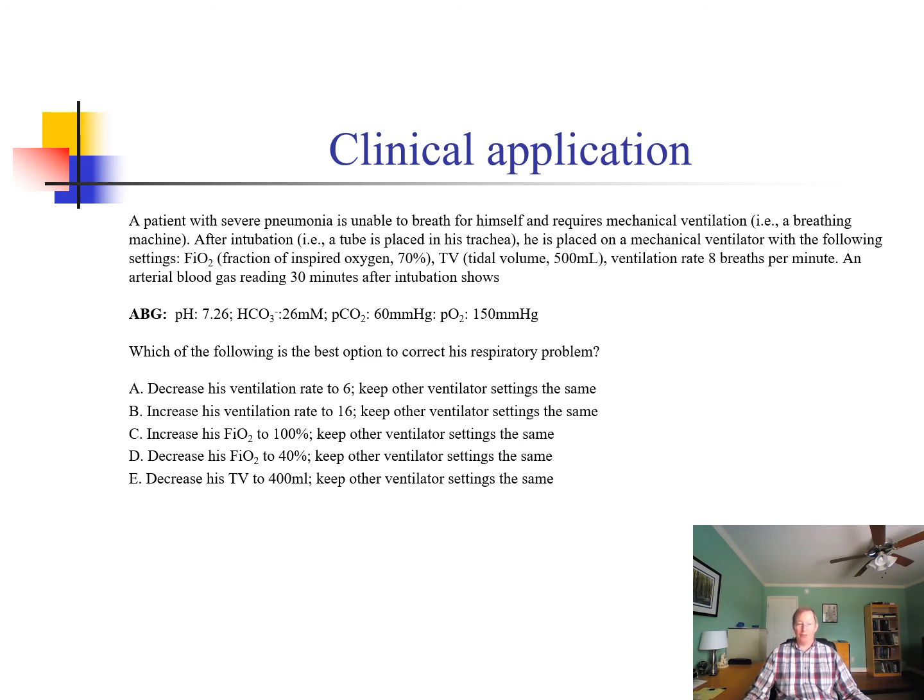So in this case, this acute respiratory acidosis, as illustrated from this arterial blood gas, can be corrected by increasing the ventilatory rate. The PO2 is fine at 150, so I don't need to do it.